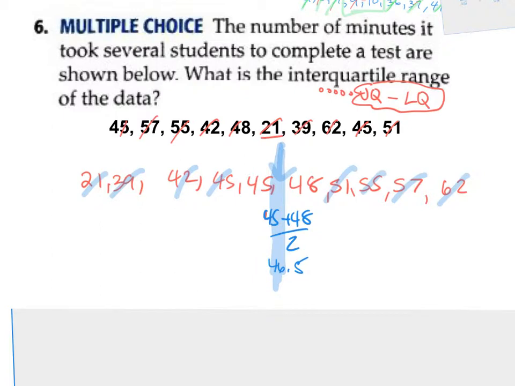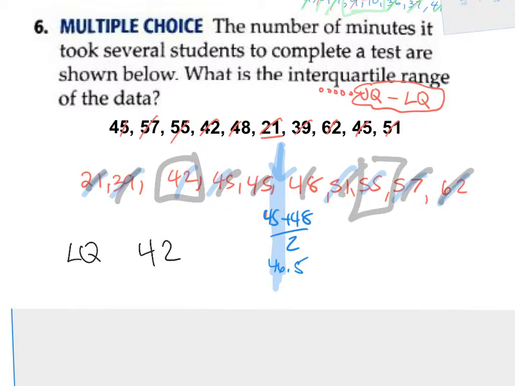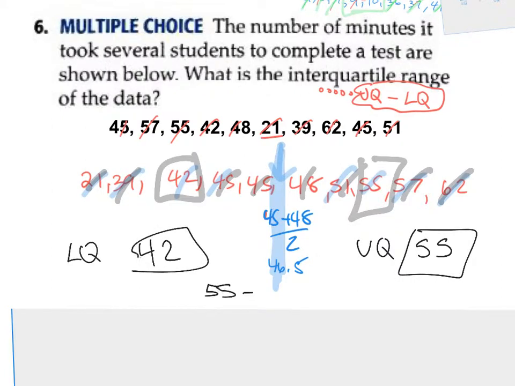Now we're going to find the middle of the lower half. 1, 2, it's perfectly 42. So the lower quartile is 42. The upper quartile, 1, 2, is perfectly 55. So the upper quartile is 55. And the interquartile range is the difference between 55 minus 42, which gives you 13. That's the interquartile range.